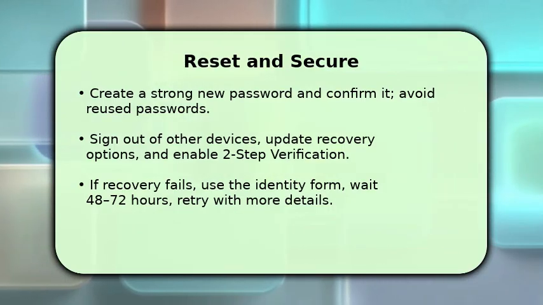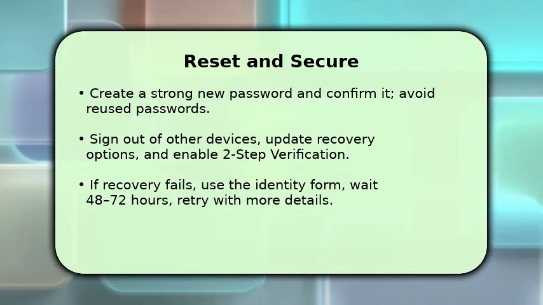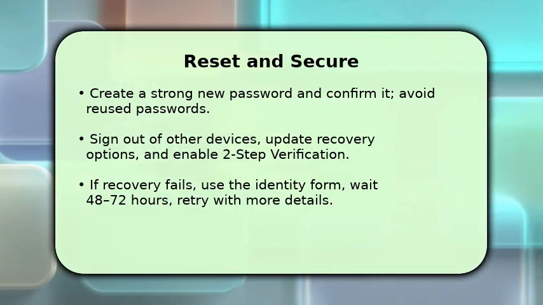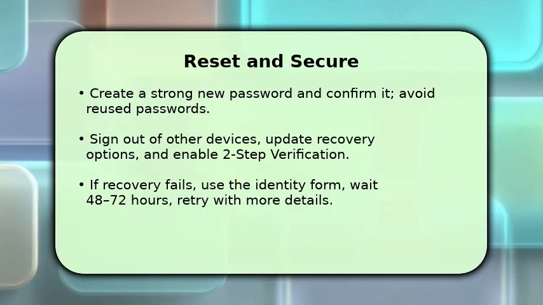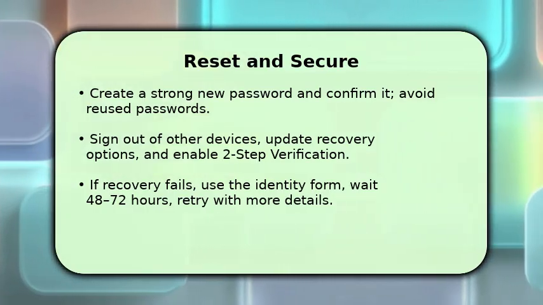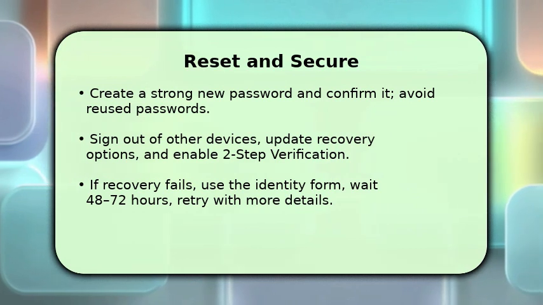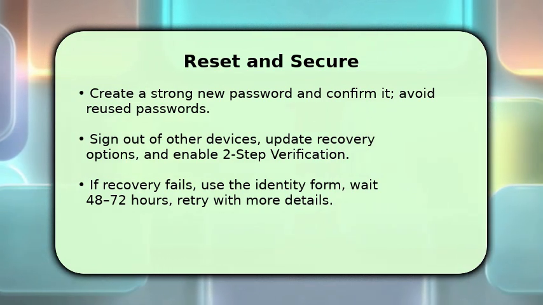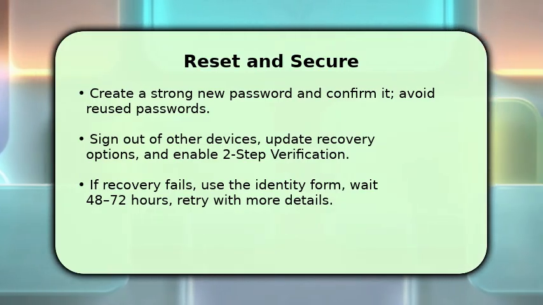If the automated recovery didn't work, use Google's identity form and provide as many accurate details as possible. Troubleshooting tip: if you can't access recovery methods, wait 48 to 72 hours after submitting the form and try again with more precise account history.